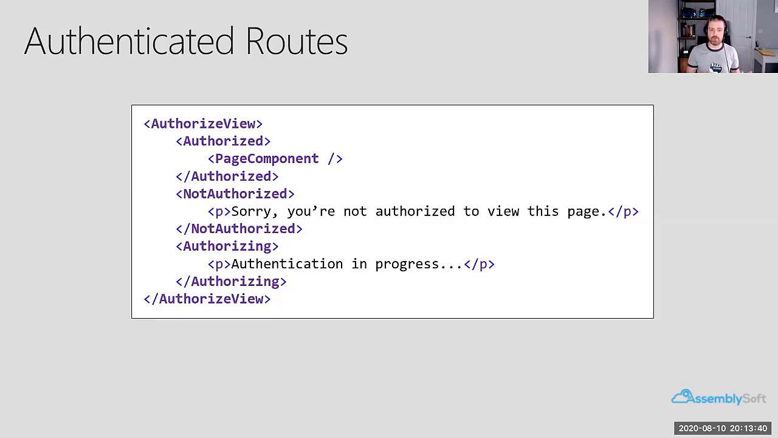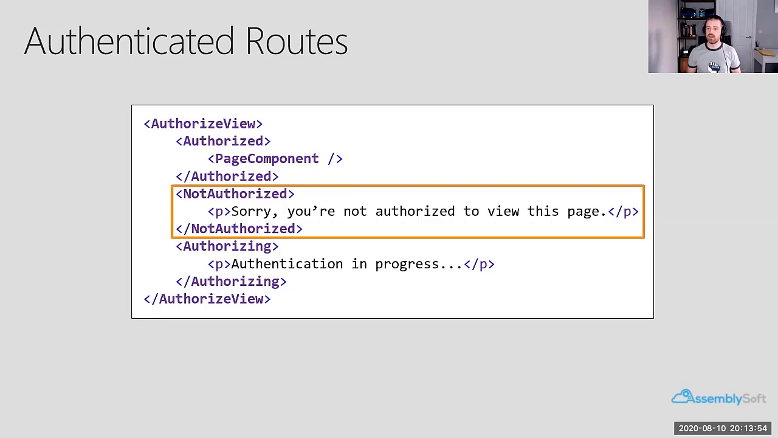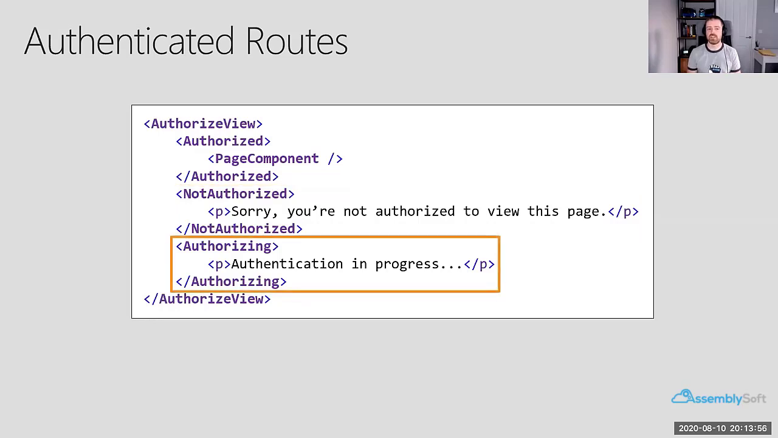How the authorized route view uses it is like this. It basically uses the authorized template and renders the page component if you're authorized, and it copies over whatever you put in the not authorized and authorizing templates and passes them over to the equivalent on the authorized view. So it's actually just using the same component you can use under the hood. And that's all there is to it.